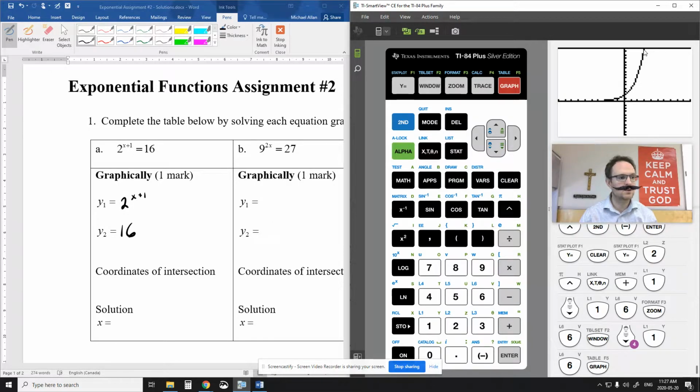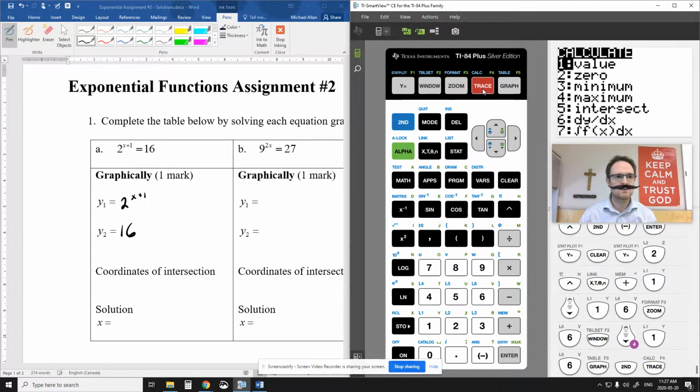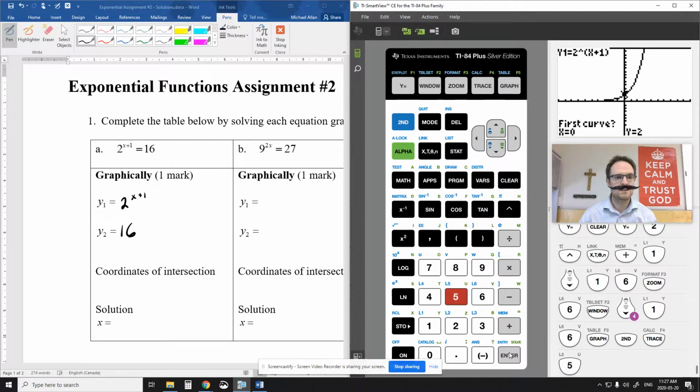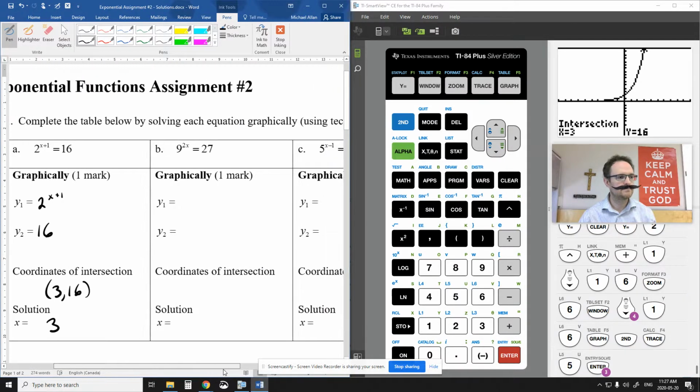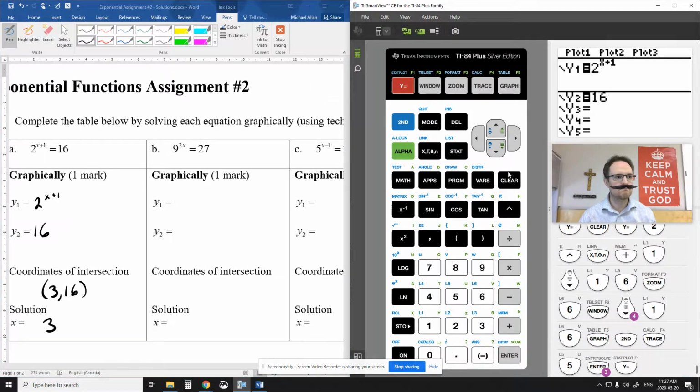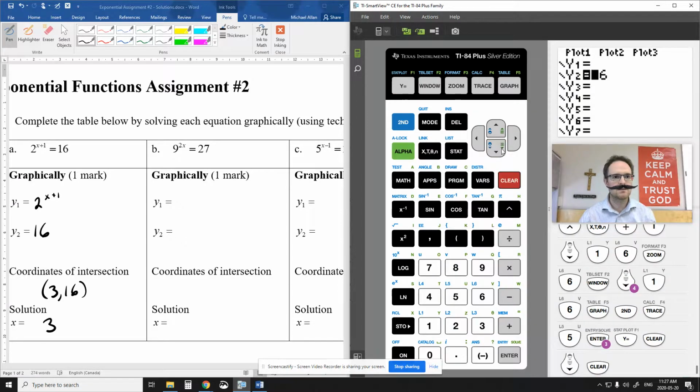You can see where they cross each other. So as long as you can see where they cross each other, you're good, as long as they're within the domain too. It doesn't matter if they're within the range, but within the domain, then you can find the intersection point. So my intersection point here is going to be (3, 16), but the solution that I want is just 3. There you go.